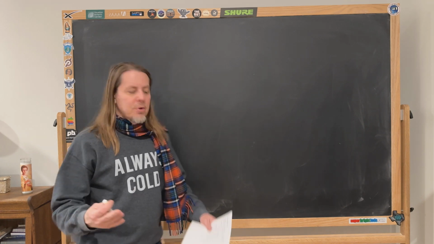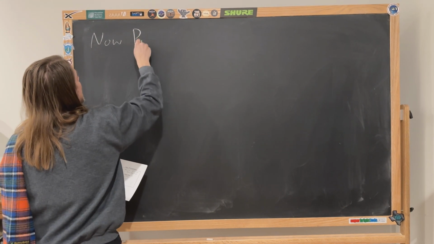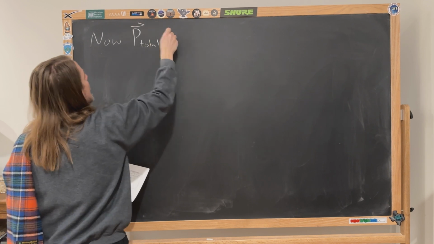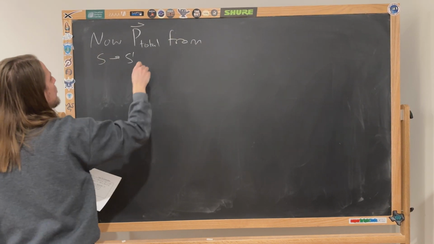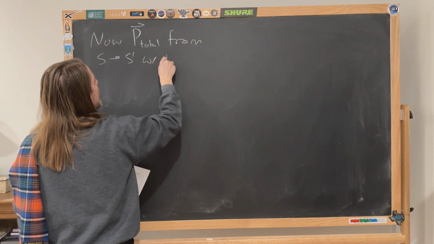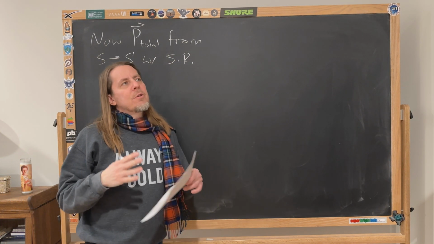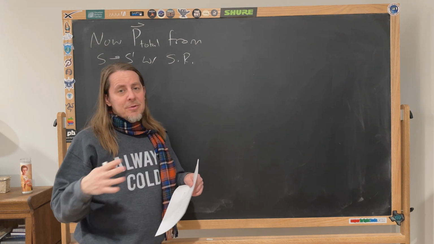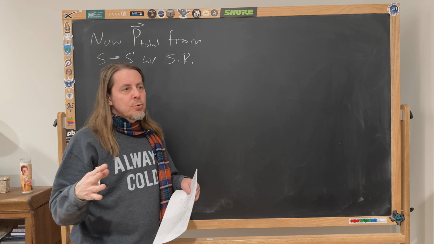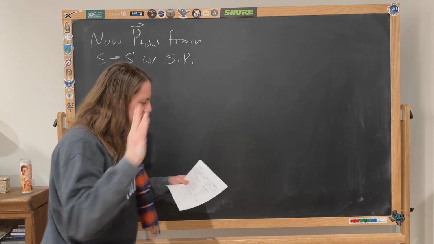Now let's do it with relativity. So now let's take P total from S to S prime with special relativity. What that means is when we convert from S to S prime, when we change the velocity, because momentum depends on velocity, when we change that u, we have to use the relativistic velocity transform. So let me show you where it shows up.